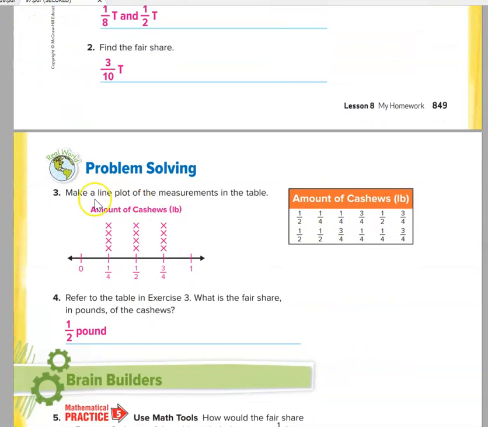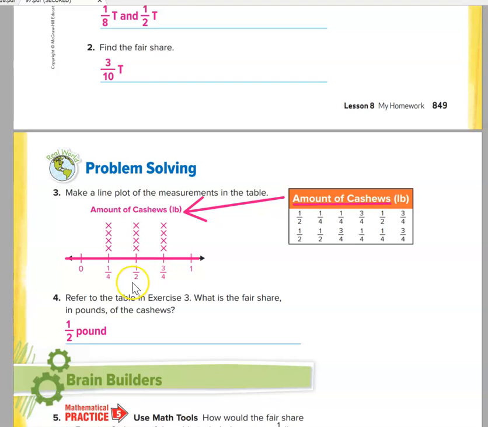Now in this one, they ask you to make a line plot of the measurements in the table, and the title is a good title that they did here. You just took that amount of cashews right there, and you should have written up your own title, amount of cashews in pounds. Then you should have also drawn a number line right down here at the bottom. Make sure that you have 0 and 1.